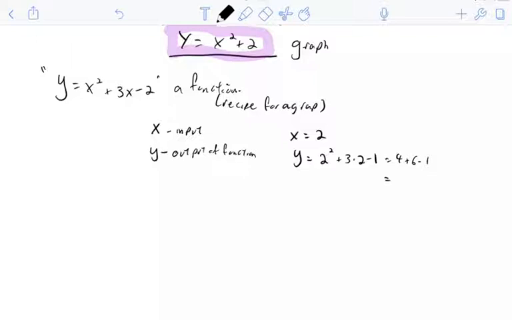Oh, wait, hold on. I copied this down wrong. It's supposed to be 2. And this is equal to 8. So the value of x is the input. The value of y is the output. Does that kind of make sense? I don't want to overcomplicate things.